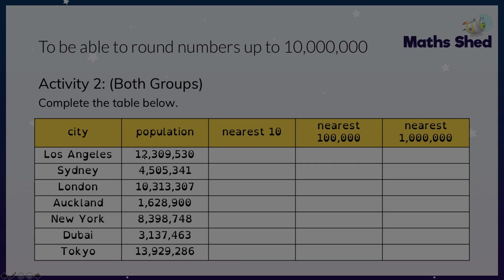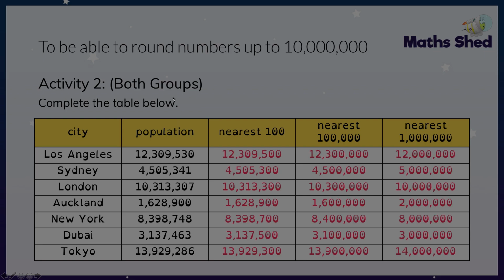So for example, with Los Angeles, if I'm looking to round it to the nearest 100,000, I do the same thing again. I have 12,309,530. 100,000 is here. I look to the right, which is a 0. So it's going to round down or stay the same. So the answer would be 12,300,000. We bulldoze the rest, turning them all into zeros. Okay, have a go at these. And here are your answers.